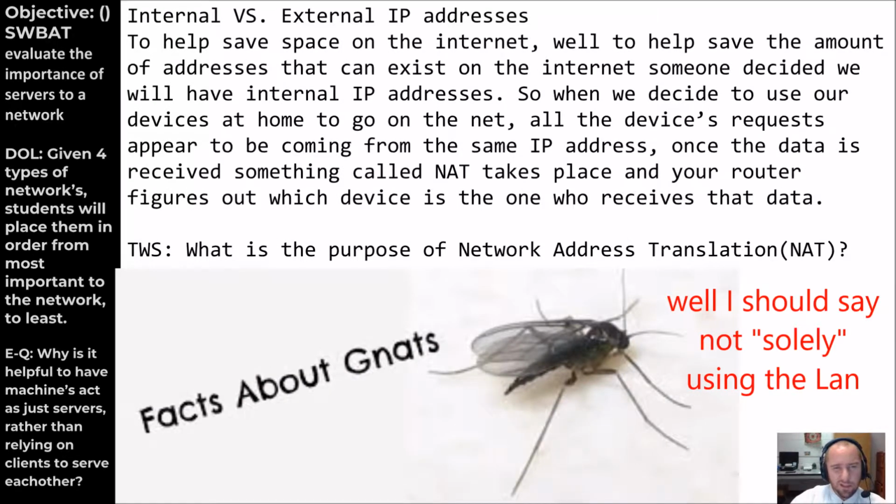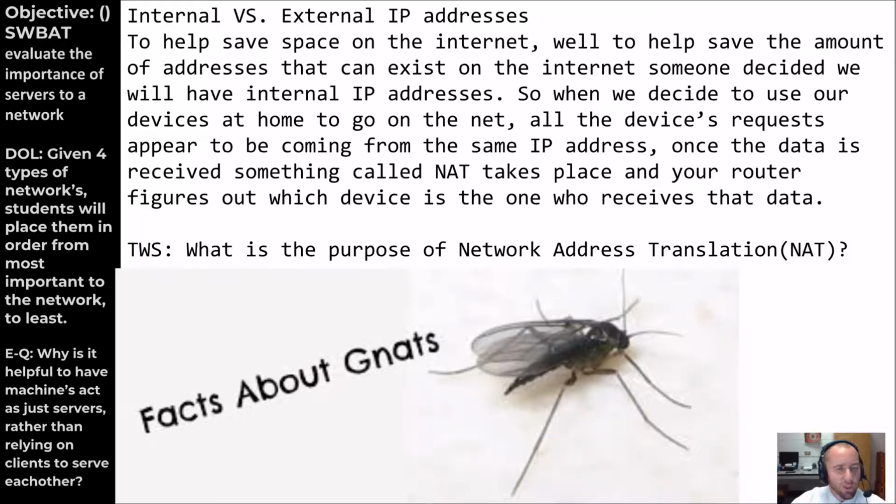And how do I know that's true? Well, you can use some network monitoring tools like Wireshark to see what happens when you do something, like send an email. And this is where an interesting thing occurs that's called network address translation. So there's a difference between an internal and an external IP address. To help save space on the internet, or at least to help save the amount of addresses that can exist on the internet, someone decided to have this concept of an internal IP address.